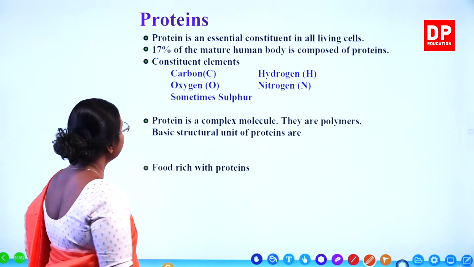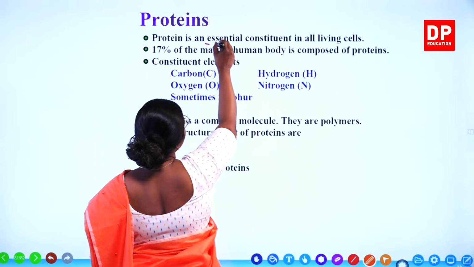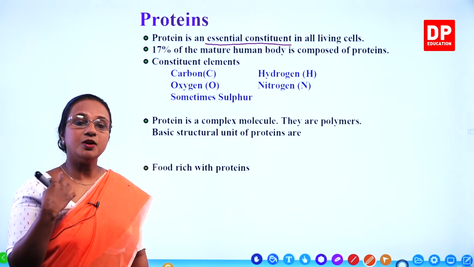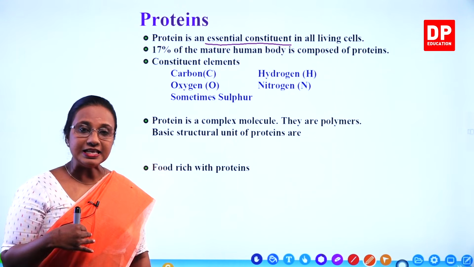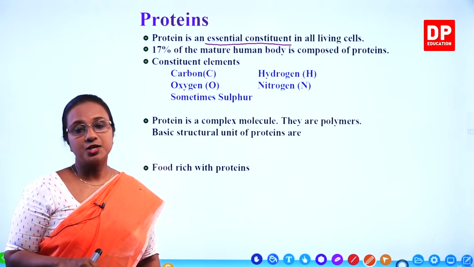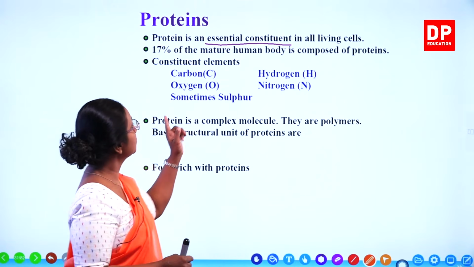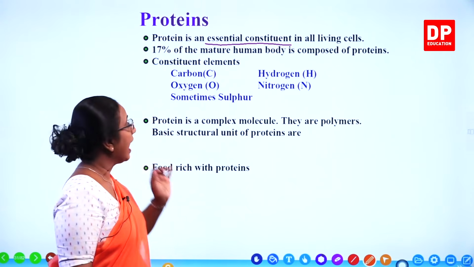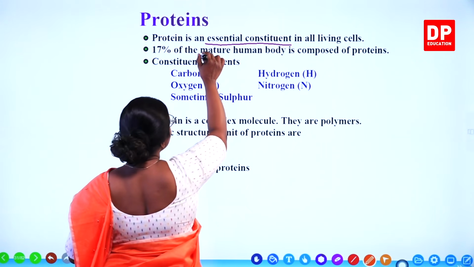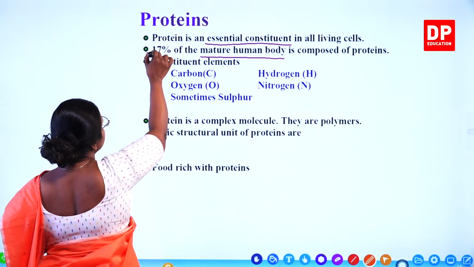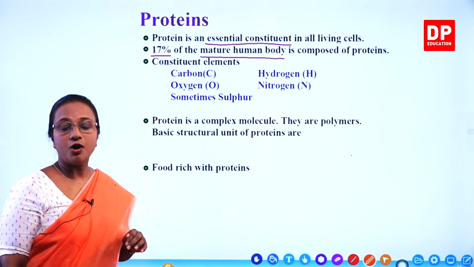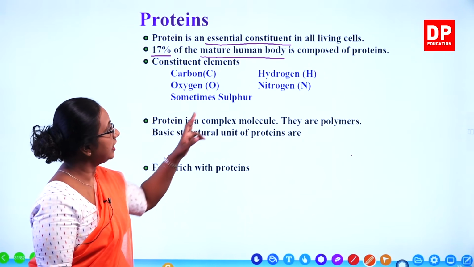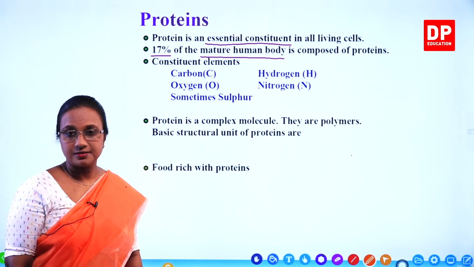So, as you can see, protein is an essential constituent in all living cells. It is present in all living cells and it mainly makes up different parts of the cells. So, that is why we say it is an essential constituent. If you look at a mature human body, about 17% of it is protein.